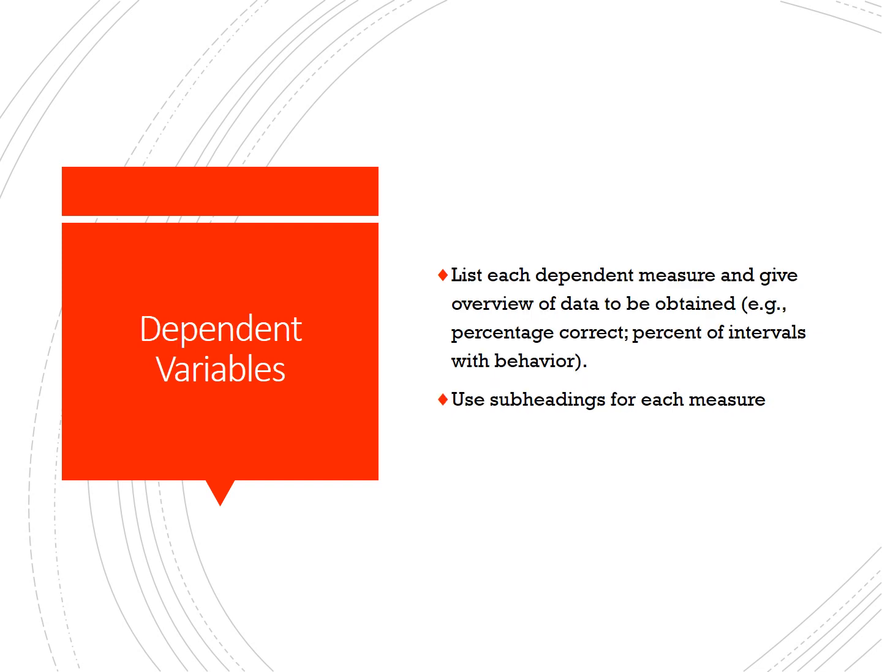Dependent variables. So your dependent variable is the stuff that you're collecting data on. This is what you're measuring. So list each dependent variable and give an overview of how you're going to collect data and how you're going to report those data. It's typically the tradition to do a subheading for each measure. So in this section, your main heading would be dependent variables, and then your subsections would be each measure and how those data are going to be collected.